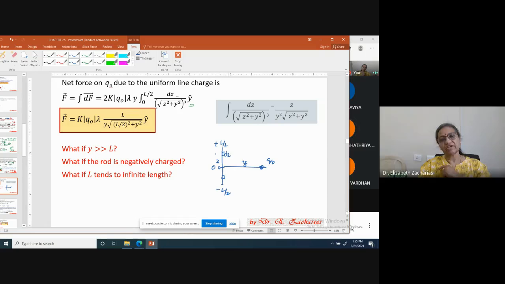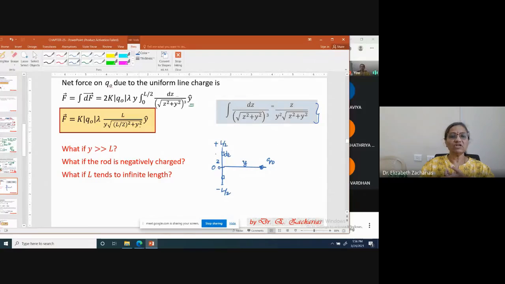Only Z is a variable, so everything else comes out of the integration, and the formula is the integral of dz by (z square plus y square) to the power of 3 by 2. The answer is z by y square under root of z square plus y square. This you can take from the integration table, or if you have patience, you can actually arrive at this answer.